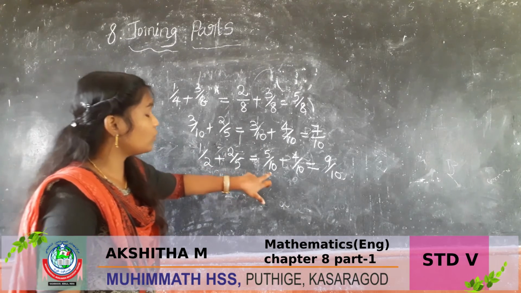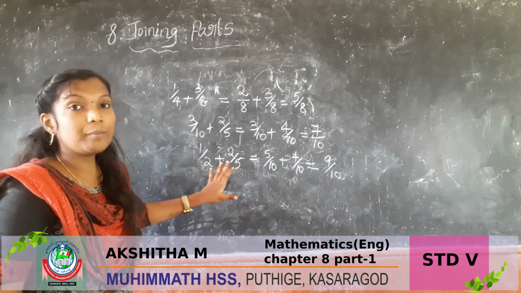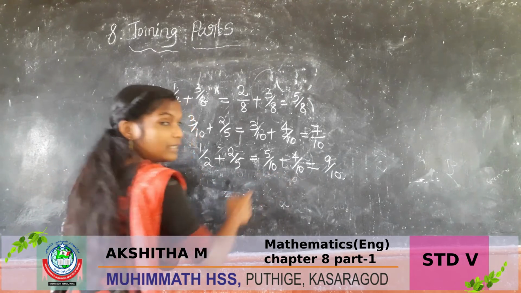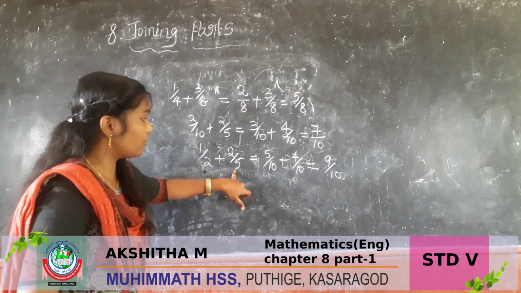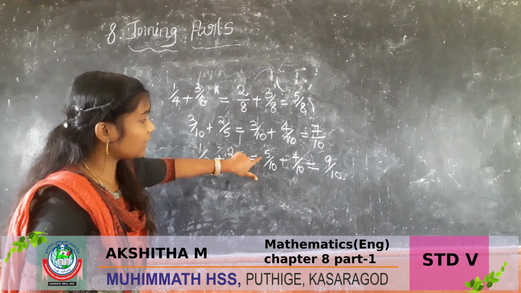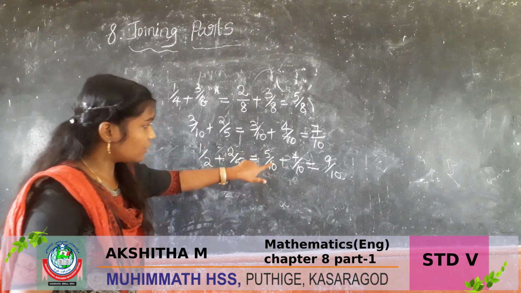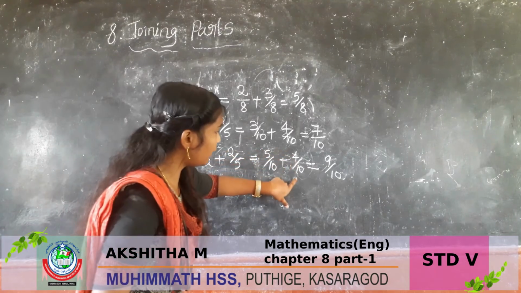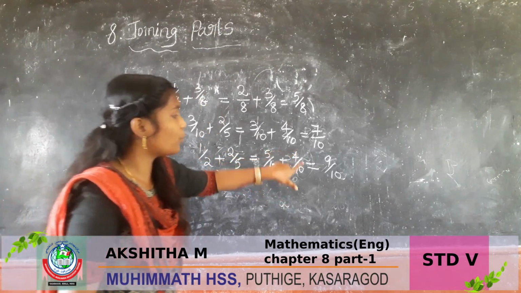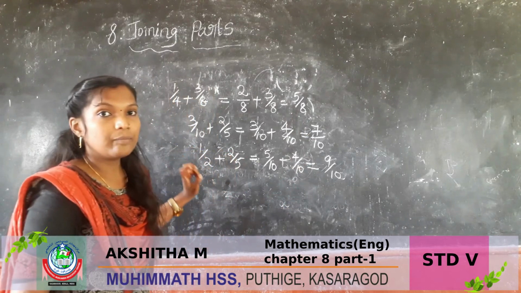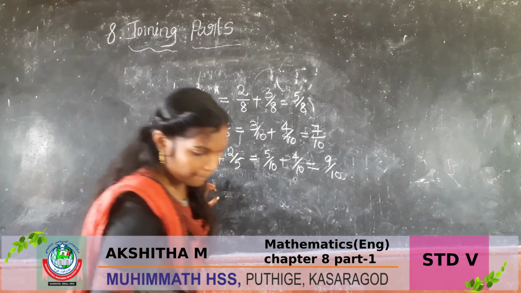Here you can see different denominators. So first we have to find the common multiple of 2 and 5. So 10 is the common multiple of 2 and 5. So 1 by 2 out of 10 we can write as 5 by 10. So 5 by 10 plus 2 by 5, which we write as 4 by 10, is equal to 9 by 10. Is it clear? Let us see another example.